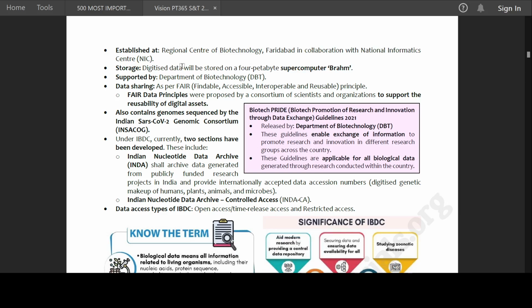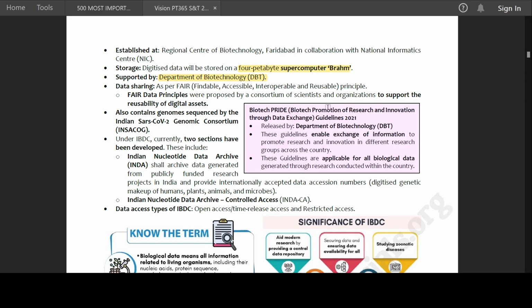It was established at Regional Center for Biotechnology, Faridabad, in collaboration with National Informatics Center. Digitalized data will be stored on a 4 petabyte supercomputer, that is Brahma, supported by Department of Biotechnology (DBT). Data sharing as per FAIR, that is findable, accessible, interoperable, and reusable principle. FAIR data principles were proposed by a consortium of scientists and organizations to support the reusability of digital assets. Also contains the genome sequenced by the INSACOG.